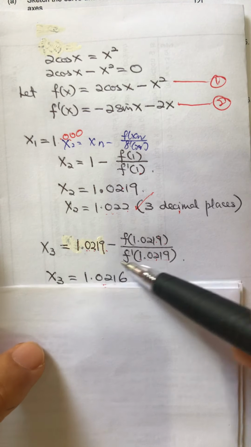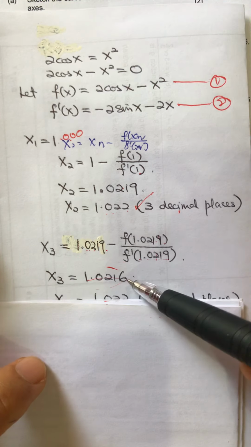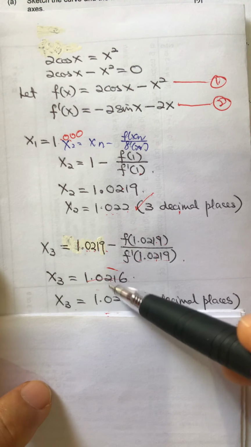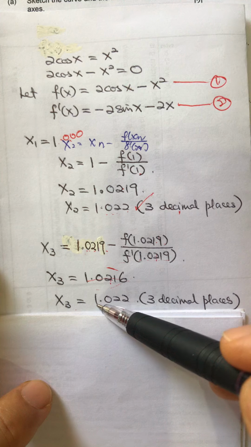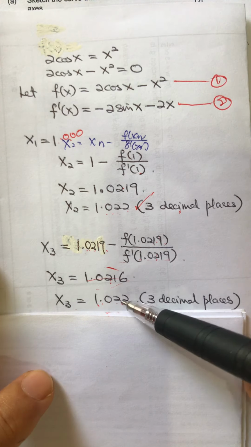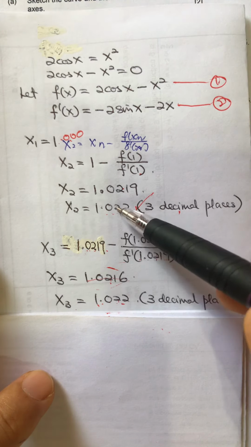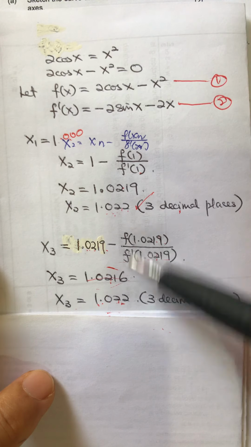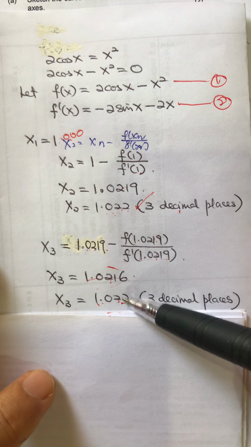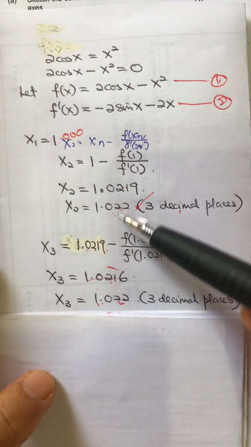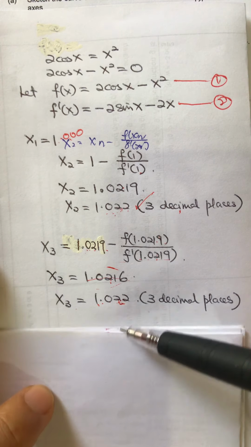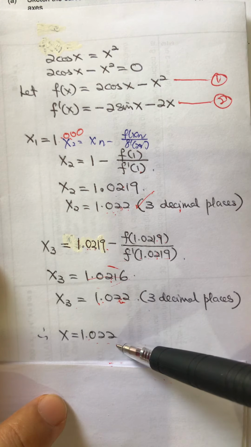And then here I use a calculator. I press the calculator. I get this, and then I round to 3 decimal places. I have 1.022. So now you compare this one and this one. You see that for 3 decimal places, this is already the best because there is no improvement. The answer is the same. That means the answer is 1.022.